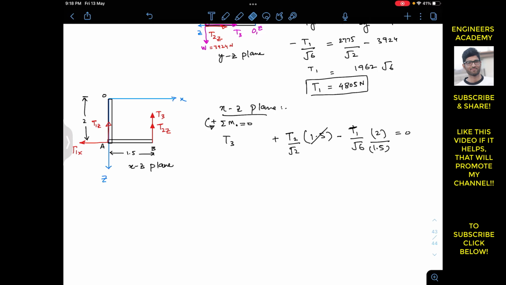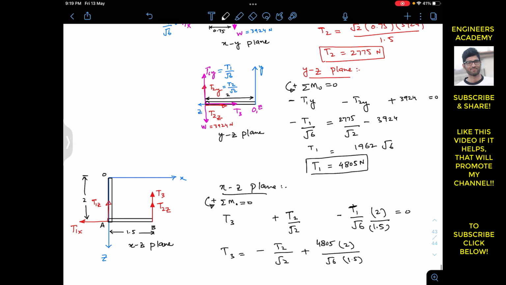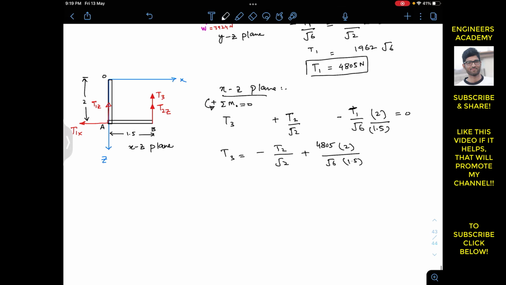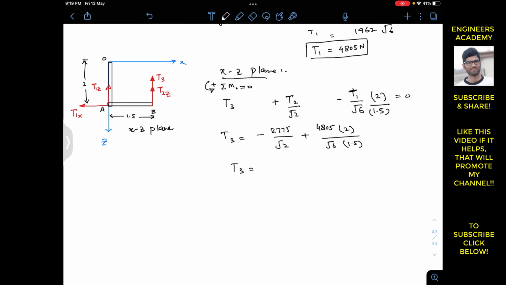And similarly from this we will have the equation like this, and from this we can write that T3 will be equal to minus T2 divided by square root 2 plus T1 into 2 divided by square root 6 into 1.5. So now we know T1 and T2. T1 is 4805, so we can replace this T1 with 4805, and similarly T2 is known, which is 2775. So I will replace this T2 by its magnitude, which is 2775. So this will give us T3, everything is known.